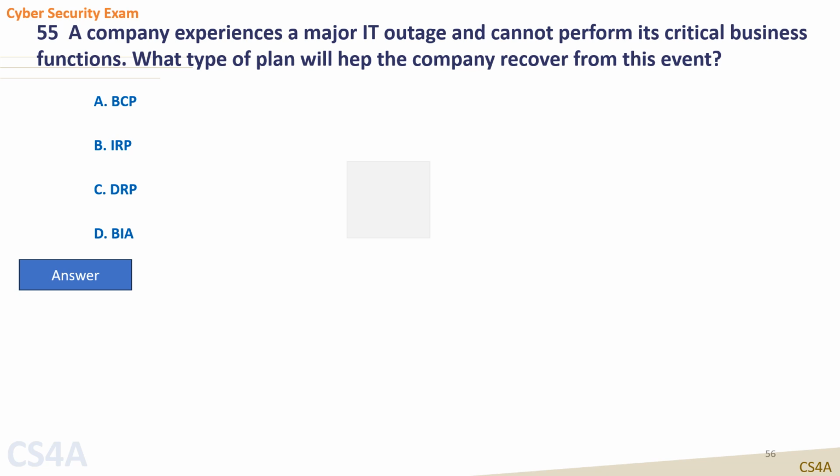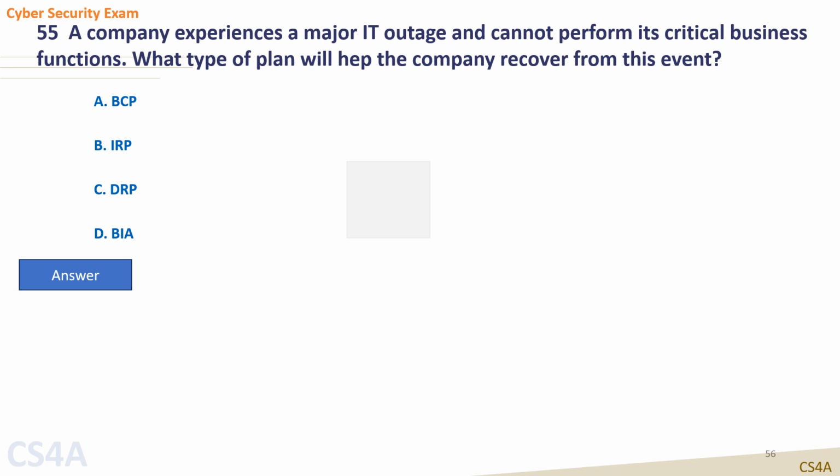Here the question is, a company experiences a major IT outage and cannot perform its critical business function. What type of plan will help the company recover from this event? Okay, so here the keyword is recover. So which plan helps to recover the business functions to the normal operations? That is DRP. If the question states the company to sustain the business operation, then the plan is BCP.